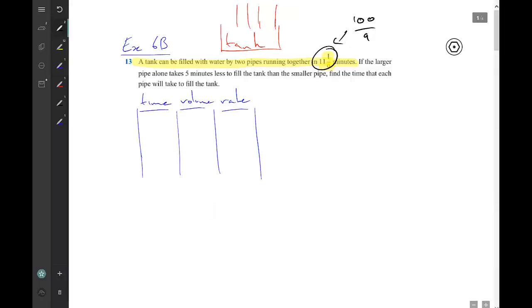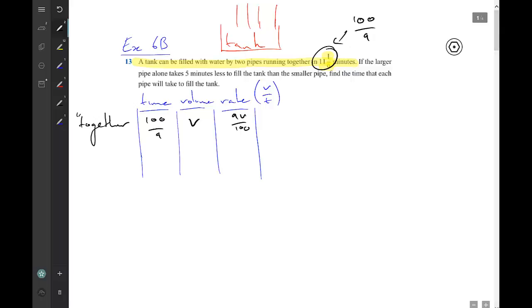So the first thing that we have is the two together, and we're told that takes 100 on 9 minutes. Now the volume of the tank we're not told, so we can just fix a constant to that, so let's call that V. And then the rate is just going to be volume on time in general. So in this case we're going to have V divided by 100 on 9. If you flip the fraction and multiply across, what you'll end up with is 9V on 100. So that's the two together. Again, let me write that out just so it's clear.